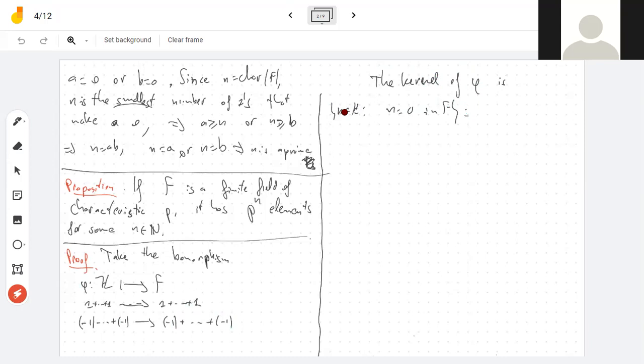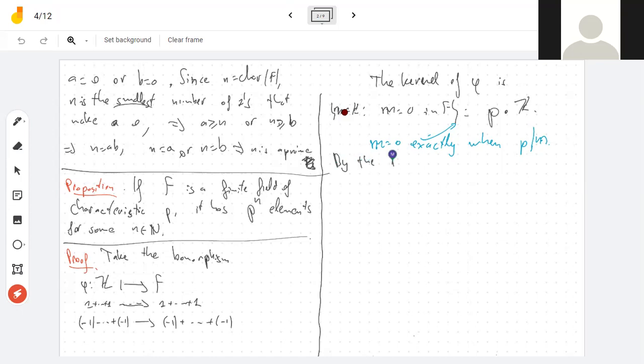So when do you add ones and get zero in F? When you add as many ones as the characteristic, or a multiple of that. So this is P times Z. N equals zero exactly when P divides N. No, I shouldn't call it N, should I? M. The only way to get a zero in Z mod 5 is if you add one a multiple of 5 times.